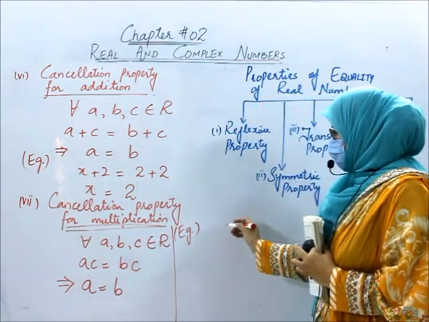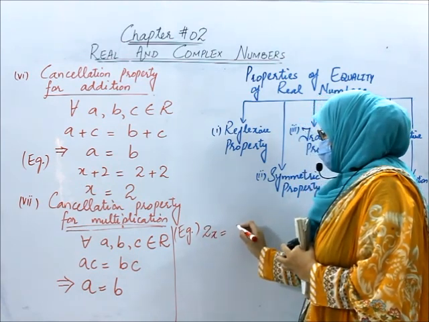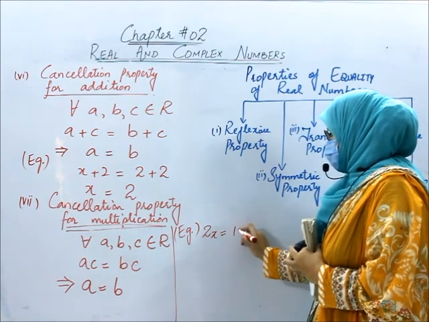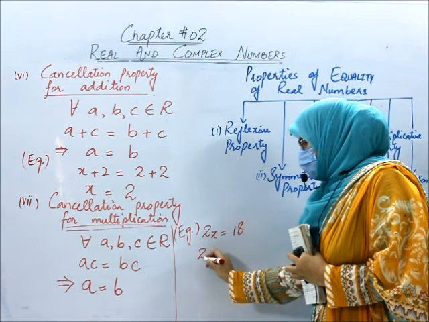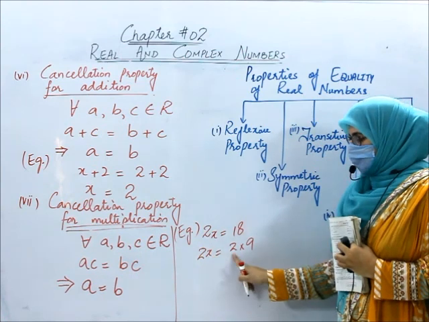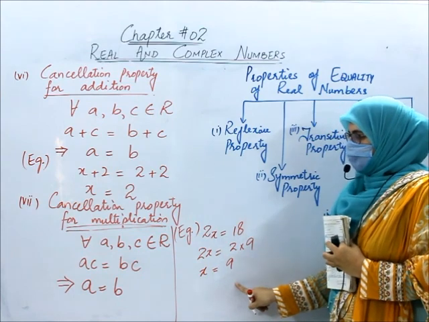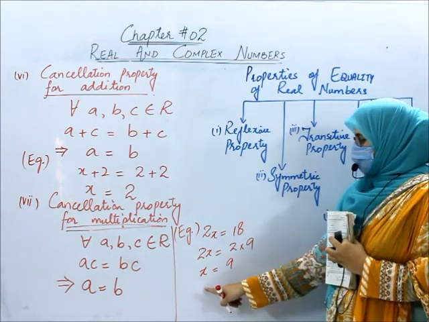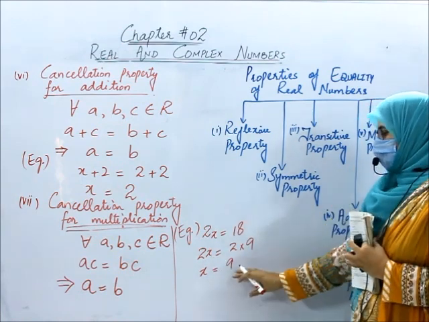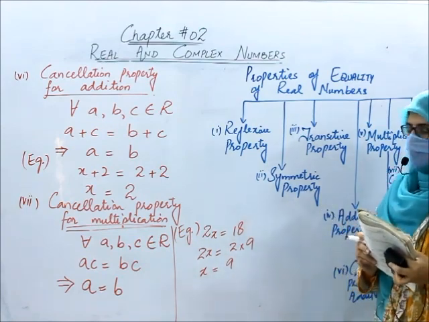For example, if you take an example over here, we have 2x is equal to 2 into 9, or 2x is equal to 18. So can we write it like this? 2x is equal to 2 into 9. Now the same number is multiplied on both sides and we can write it like x is equal to 9. So the cancellation property for multiplication says a same number which is multiplied on both sides of the equation could be cancelled from both sides. Fine. So these are the properties of the equality of real numbers.